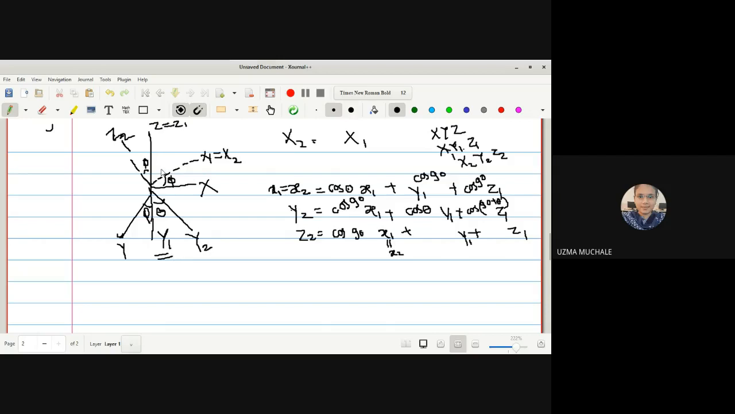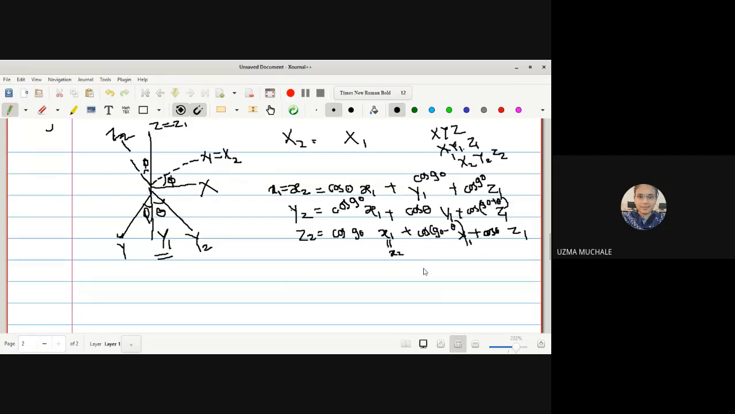So now we have to find the angle between Y1 and Z2. Here is Y1 and here is Z2. What is the angle between Y1 and Z1? 90. No, it is minus. The angle between Y1 and Z1 is 90 degrees. So we have to write it as cos of 90 minus theta. Next, the angle between Z1 and Z2. This is Z1 and this is Z2. What is the angle between these two? Theta. So cos theta.